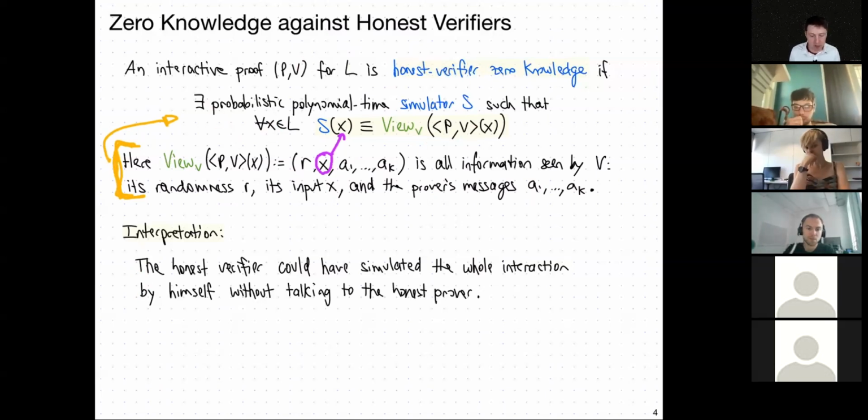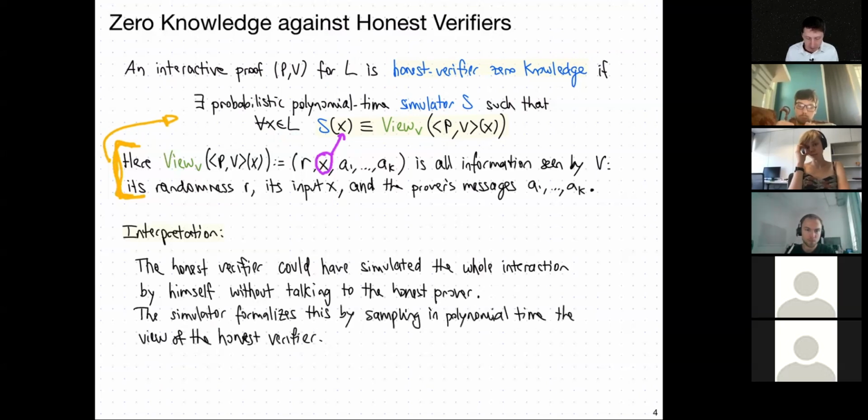It's a clean definition. It's not that complicated. All we're saying is, if you want to show that an interactive proof is Honest-Verifier zero knowledge, all you have to do is give me a candidate simulator and prove this statement. That's it, the end. There's nothing about philosophy. There's just a simple statement to prove. And so this is the simulator.